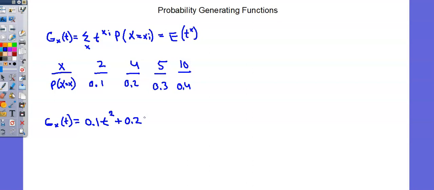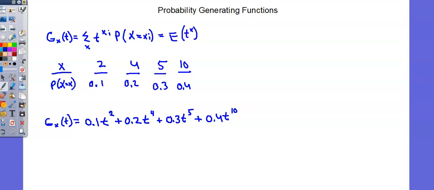This is a sum, so we then add the next term, using first the probability of 0.2, and then looking at the product of that 0.2 and t to the power of the relevant x. That x output is 4. Next term would be probability of 0.3 times t to the power of the relevant x, which is 5. And the final term would be 0.4 times t to the power of 10. We'll see applications of the probability generating function in a later lesson.